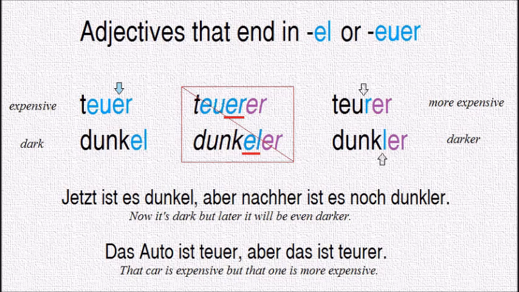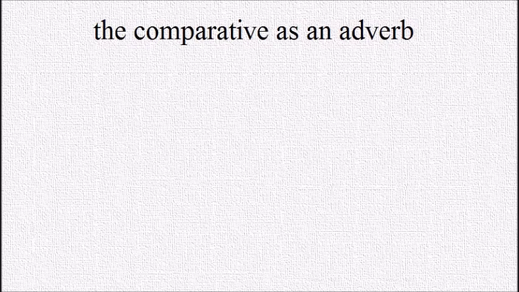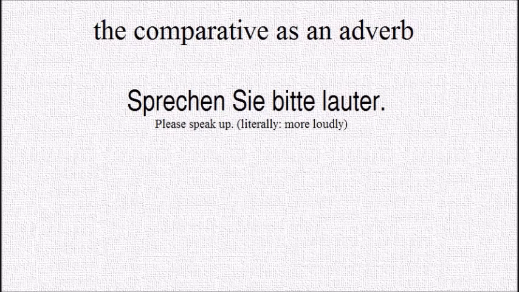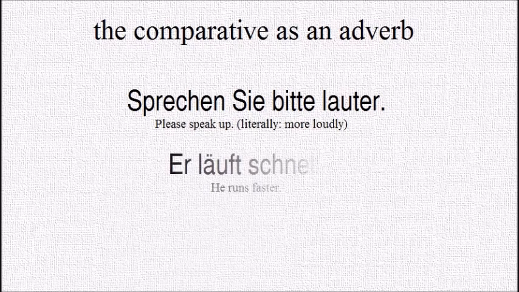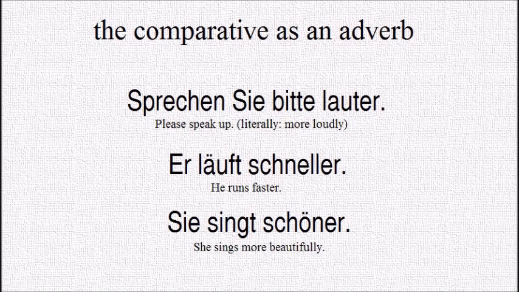You might know that in German you can use adjectives as adverbs, and the same goes for the comparative. So you can also say things like Sprechen Sie bitte lauter. Please speak up. Literally, more loudly. Er läuft schneller. He runs faster. Sie singt schöner. She sings more beautifully.